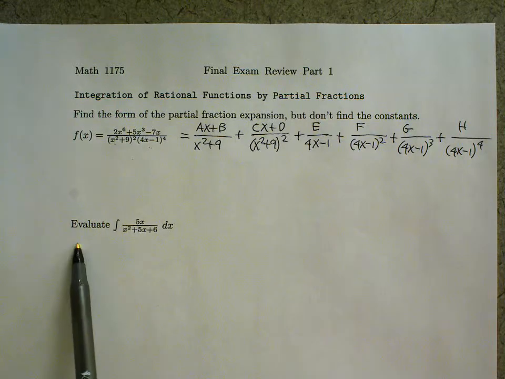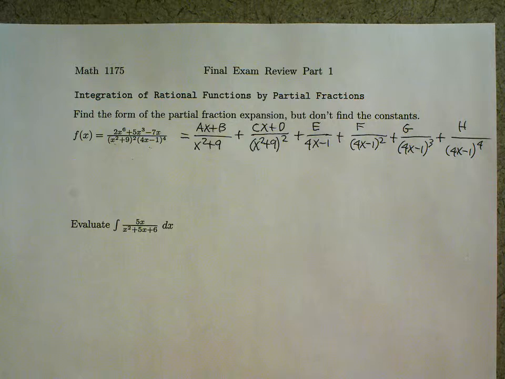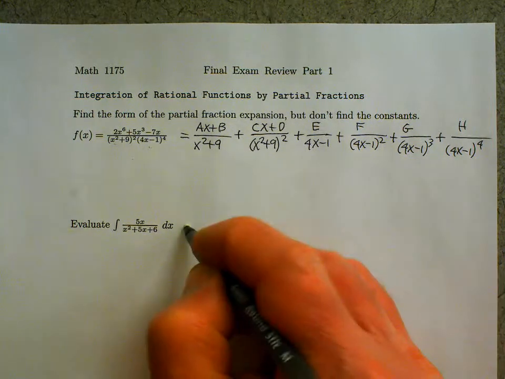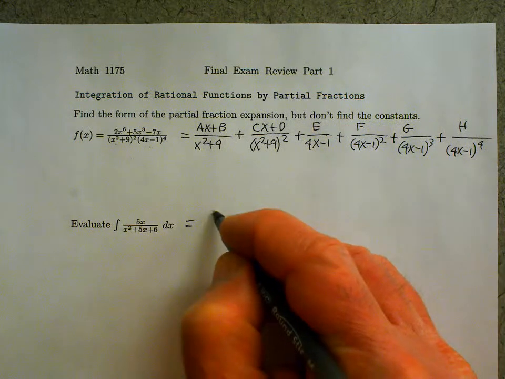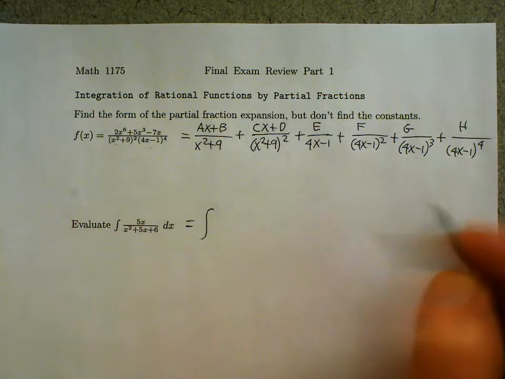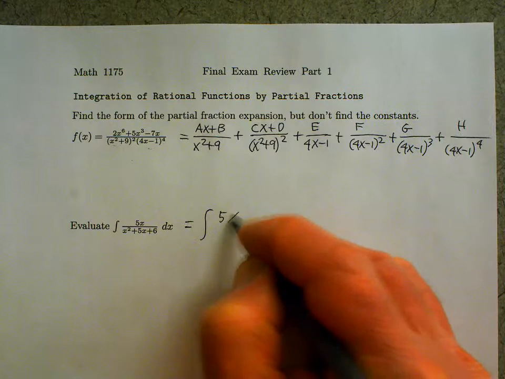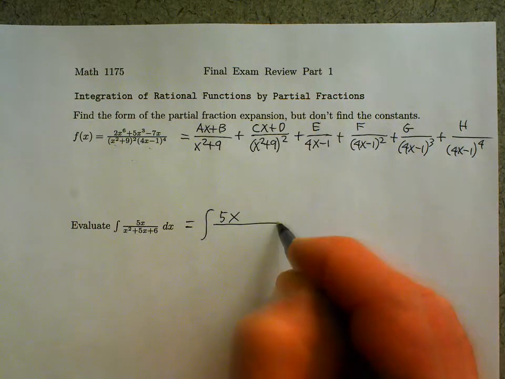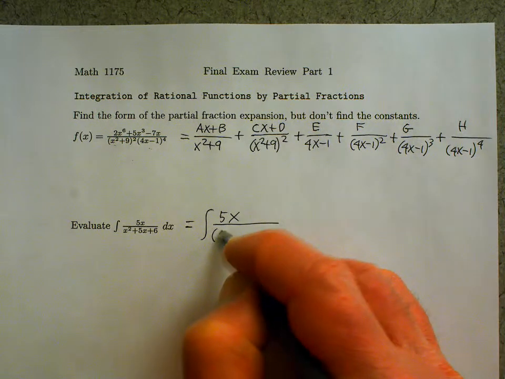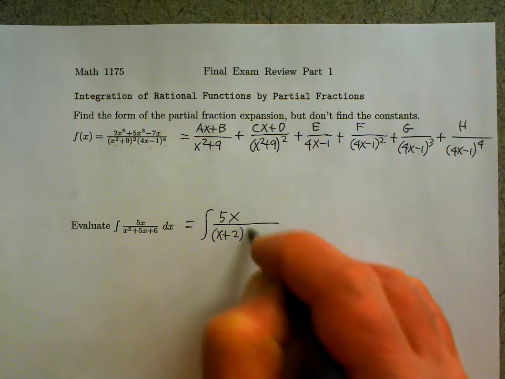Okay, in the next part, evaluate this integral, 5x over x squared plus 5x plus 6. We can factor the denominator. So we'll rewrite this as the indefinite integral of 5x over x plus 2 times x plus 3.